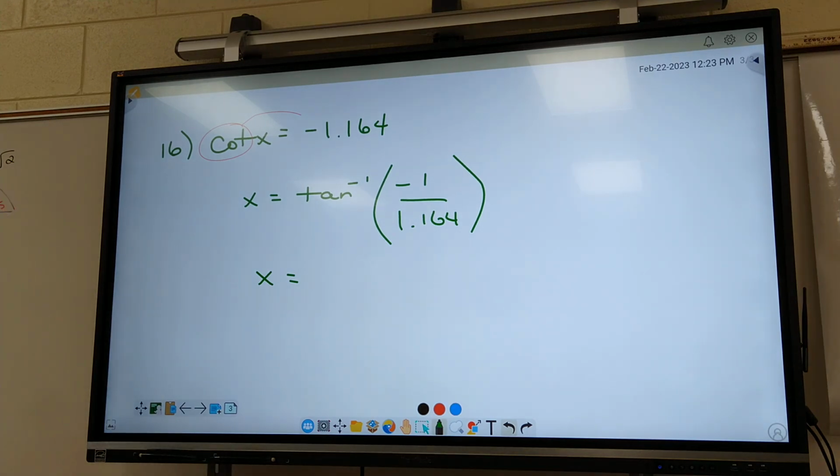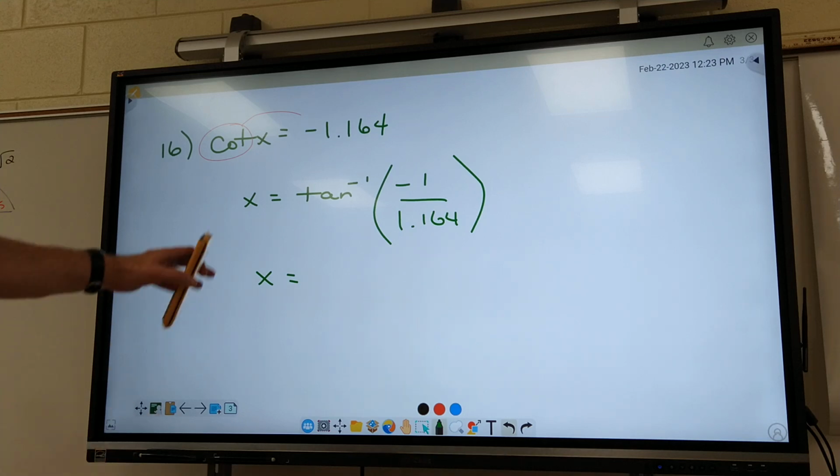Do you have to put the negative sign on the top? You don't have to. You can put it on the bottom.